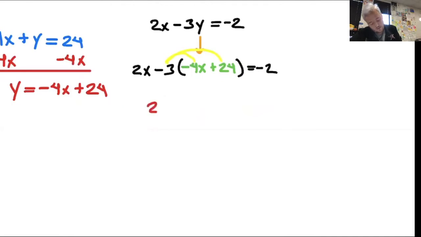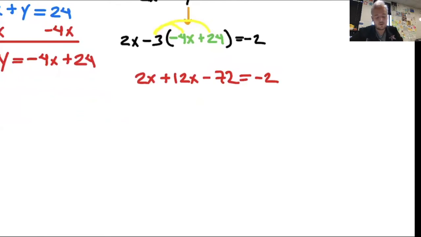So I'm going to have 2x plus 12x, then minus 72. Yes. Math is hard. Okay. There we go. All right. Now, once again, now we're going to solve. So I'm going to combine 2x and 12x, which gives me 14x, minus 72 equals -2.